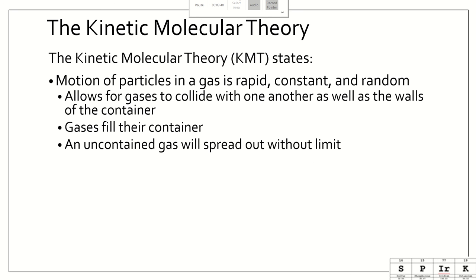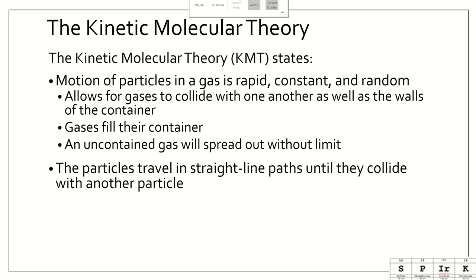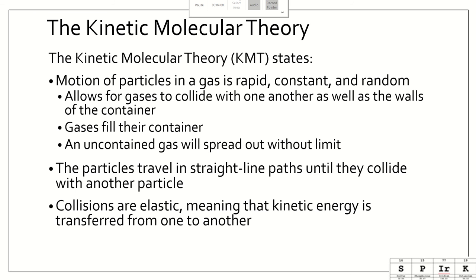It also says that the motion of particles in a gas is rapid, constant, and random, which allows for gases to collide with one another as well as the walls of the container. Gases are going to fill their whole container, and an uncontained gas will spread out without limit. The particles travel in straight line paths until they collide with another particle. Those collisions are elastic, meaning that the kinetic energy is transferred from one to another.